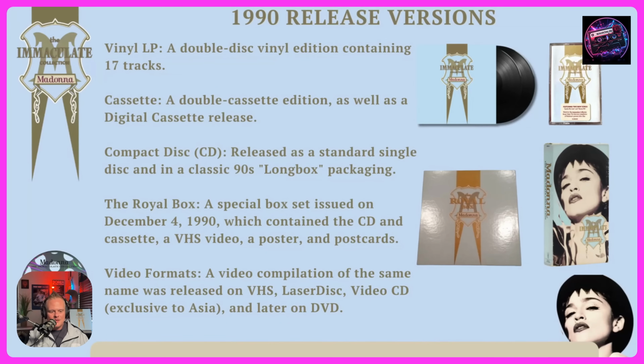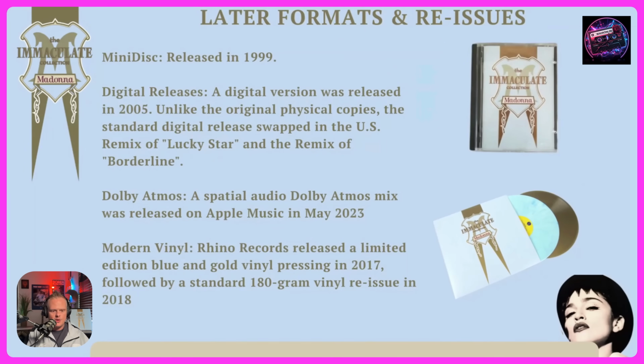I so wish I had my CD long boxes all the way up till Erotica, I think is the last CD that came in a long box. Google it. If you know, you know. The Royal Box was a special box set issued on December 4th, 1990, which contained the CD and cassette, VHS and poster, and postcards. There were also a couple video formats released in VHS, Laserdisc, and a DVD was released.